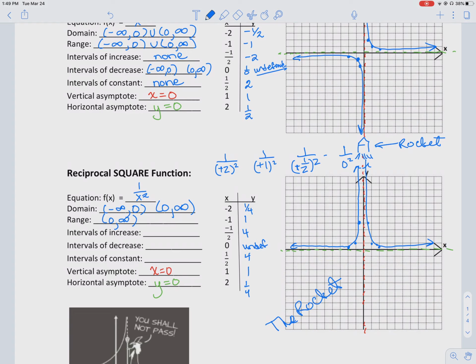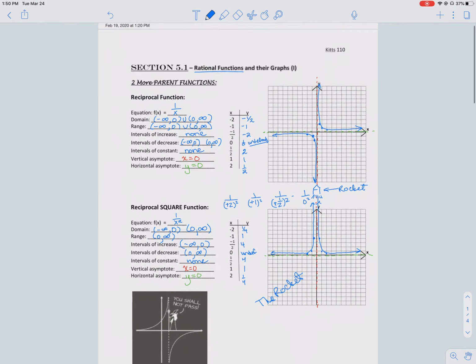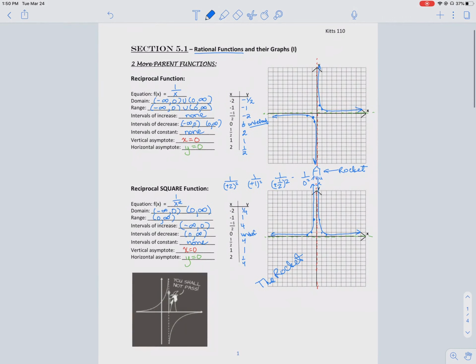Intervals of increase. Well, it's increasing on this side, right? It's going up on that side. So it's going to be from negative infinity to 0. On the other side, though, look what's happening. It's going down. It's decreasing as you read left to right. So the intervals of decrease are going to be from 0 to infinity. It's never constant. Okay, so there are my two main parent functions.